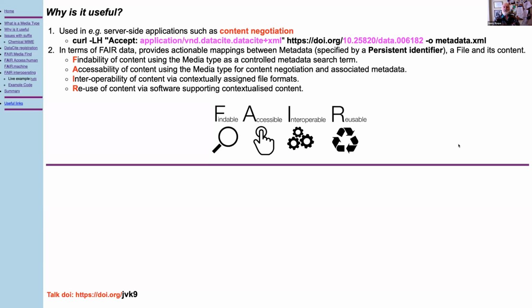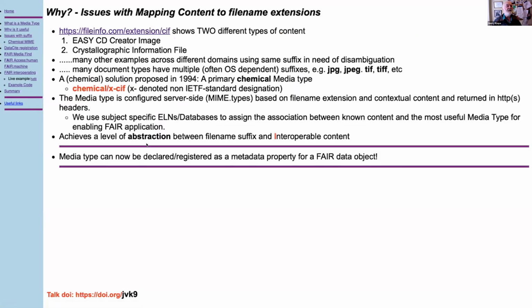So in retrospect, if you like, it's a perfect sort of synonym for FAIR in some ways. By putting in metadata, which consists of media types, you can find it according to the media type by searching metadata. You can access it by requesting that type of metadata, called content negotiation. You can interoperate it because you've got contextually assigned file formats and reuse it, which is sort of the same thing. But there are issues.